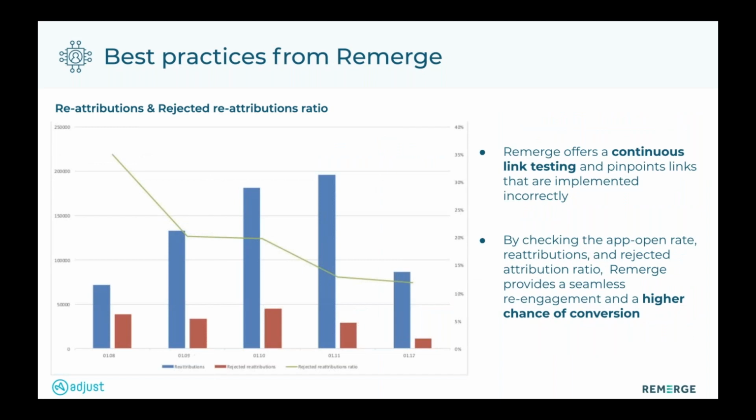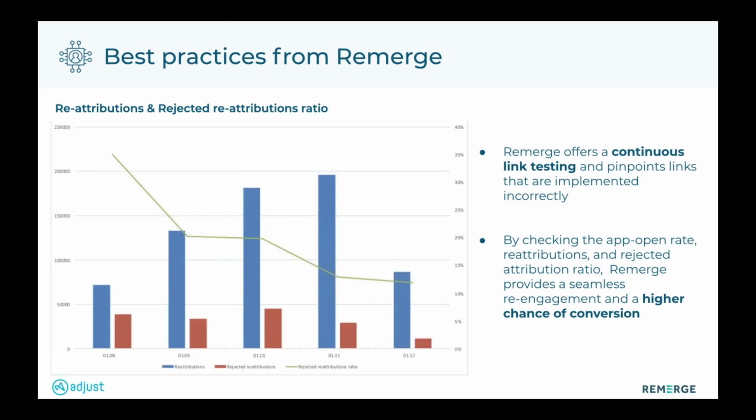Yeah, I think this shows that having the ability to track the re-engagement rate is very important, making sure that the time between the click on the ad and the next session is fully taken into account during your optimization. Yes, we are looking in particular at the app open rates, and also at the signals that we receive back from Adjust on whether an app open was successfully attributed to Remerge or not, by looking at so-called reattributions and rejected reattributions.